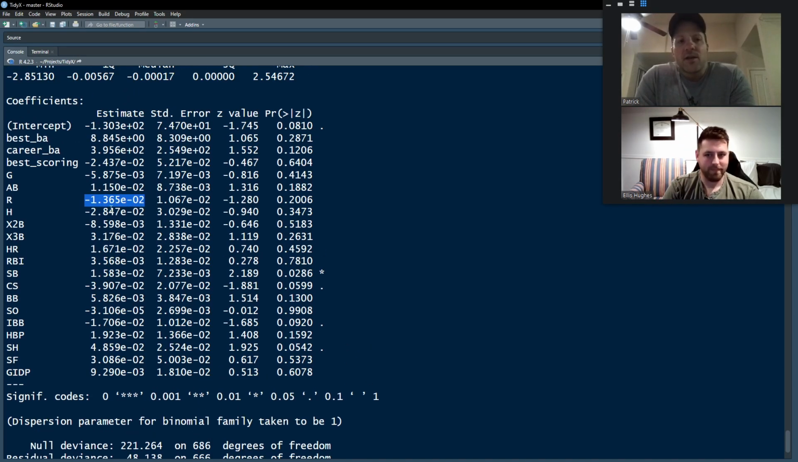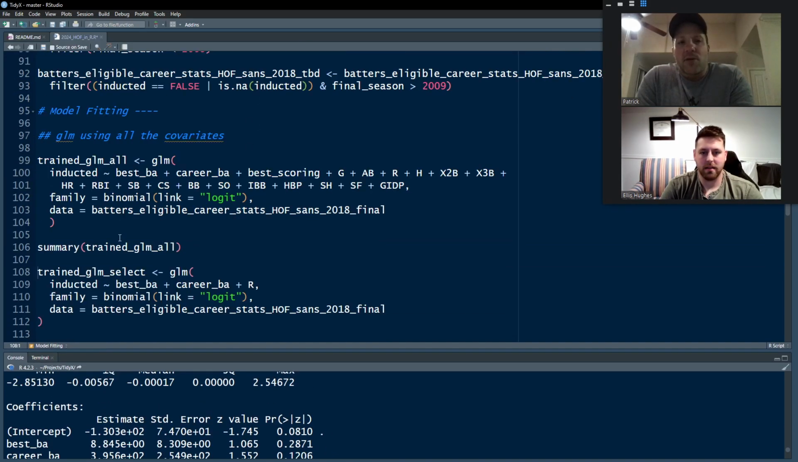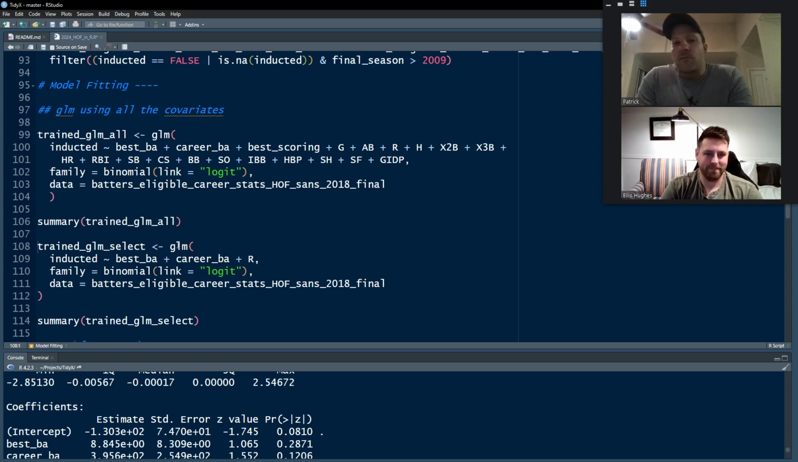And also the coefficient for runs and hits is negative, which, if you told someone like a coach that having more runs and hits decreases your chance of making it to the Hall of Fame, they'd probably look at you like you're crazy. So this loaded model, there's different ways of dealing with this and selecting predictors.